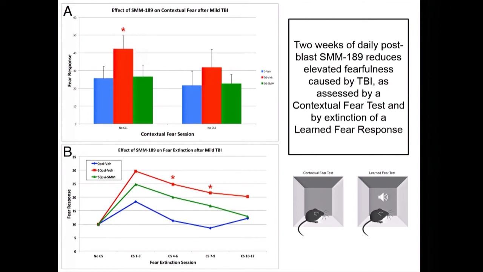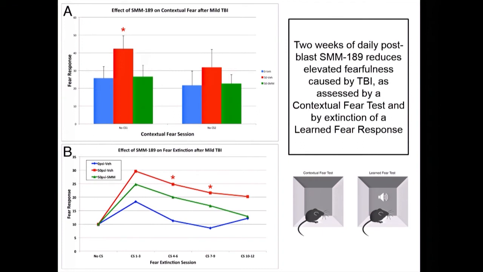So in response to the context alone, mice actually generalized the fear to the chamber where they got shocked. The animals that got blast injury, TBI, but no drug, just vehicle, are more fearful of just being in the chamber over the first 30 seconds of the test, and this somewhat reduces over the second 30 seconds of the contextual fear assessment. And then we play the tone all by itself with no further shocks. And we look to see how the animal responds to that. And we do that 12 times.